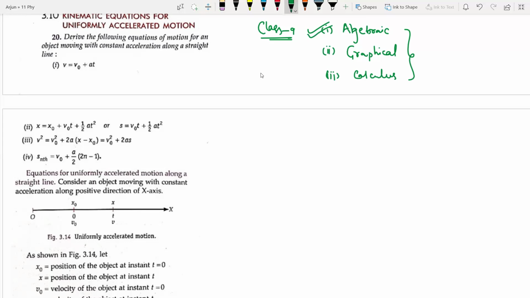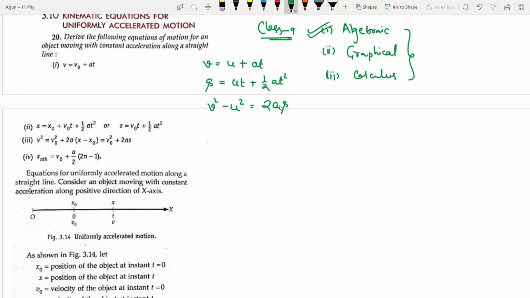Okay, let us revise the equations of motion you know. First one, v is equal to u plus at. Second one, s is equal to ut plus half at square. Number 3, v square minus u square is equal to 2 into a into s. Right.